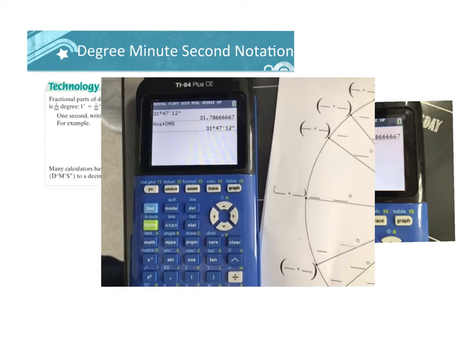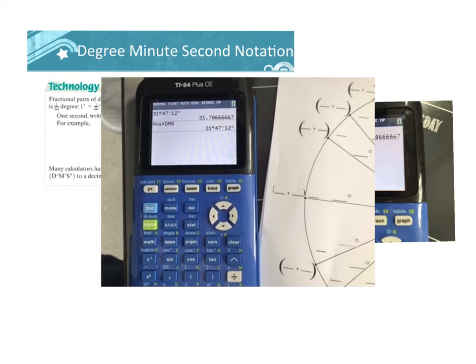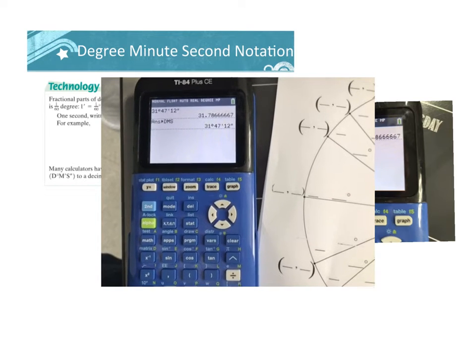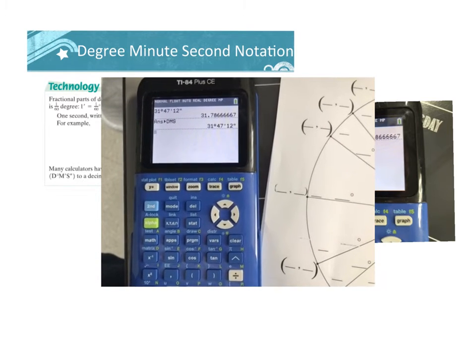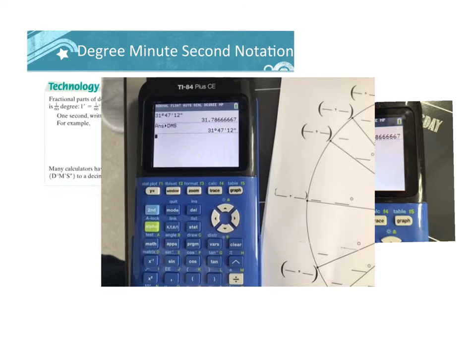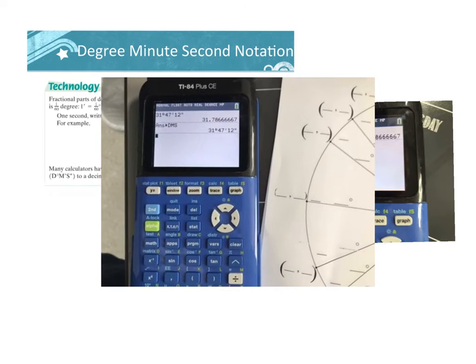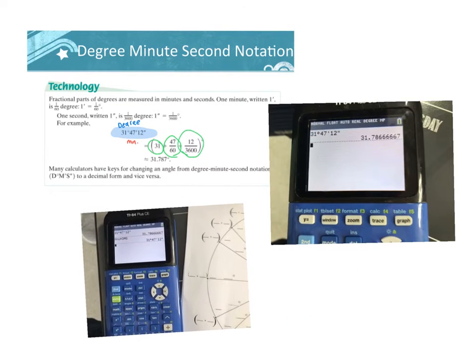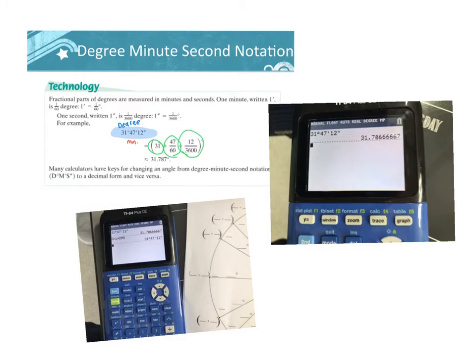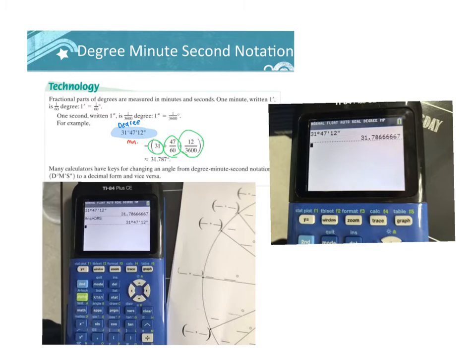So you want to bring back your answer, or in this case, that 31.786 repeated, second apps, and there's that little arrow DMS button. Again, you want to make sure you know how to do that because you're going to have to get from one to the other sometime. I think there's a couple questions in your homework getting from one to the other. Just make sure that you can answer those.